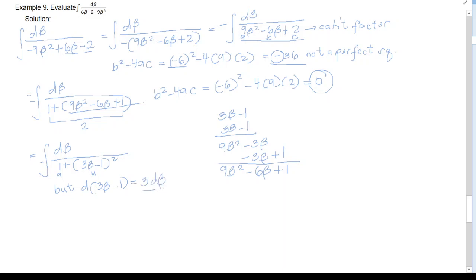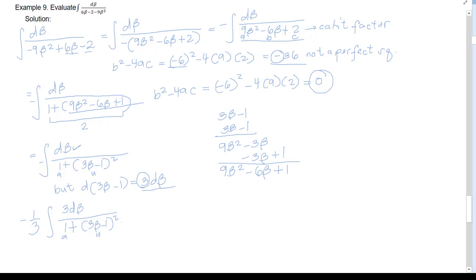And since this one doesn't satisfy again the numerator, which is dβ, we have to manipulate again the equation since we have 3 there. So manipulating the equation, it will give us 1 over 3 times the integral of 3dβ divided by 1 plus (3β minus 1) squared, where that is a, that is the value of u.